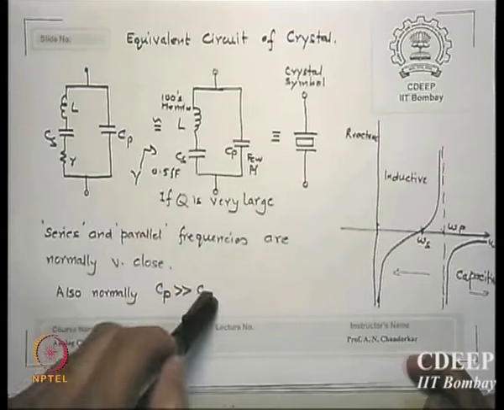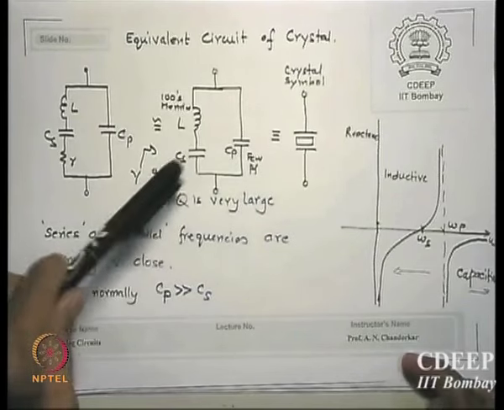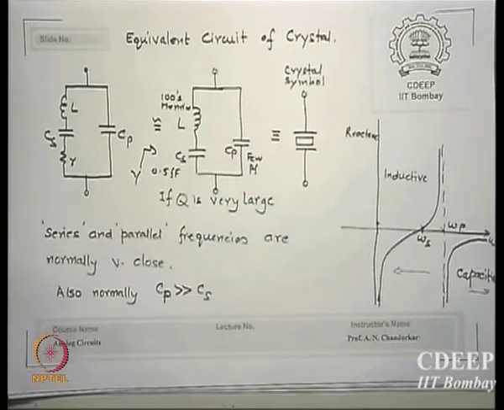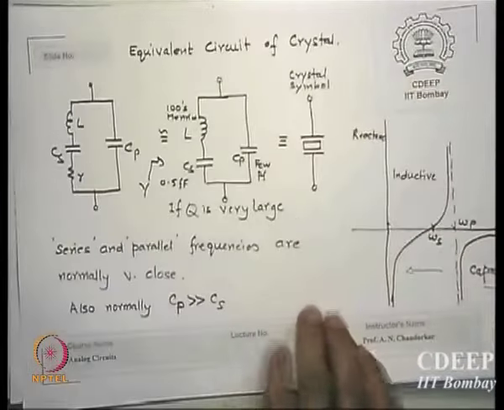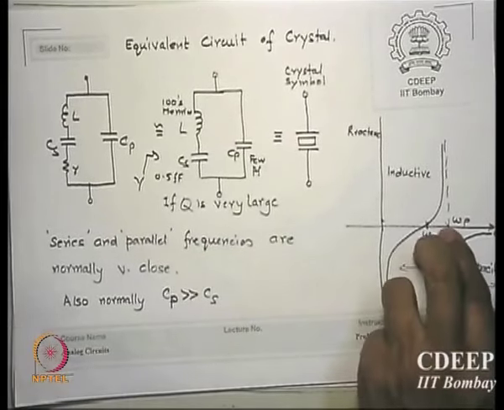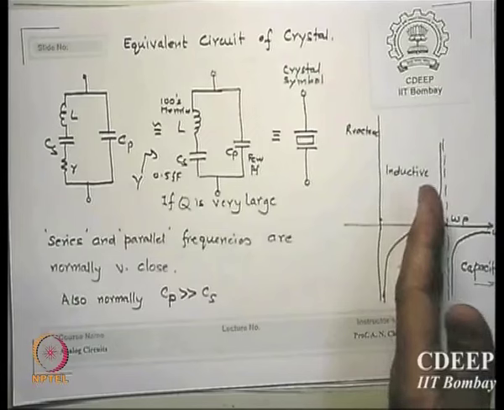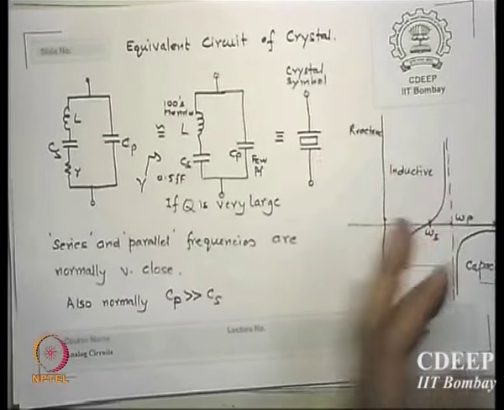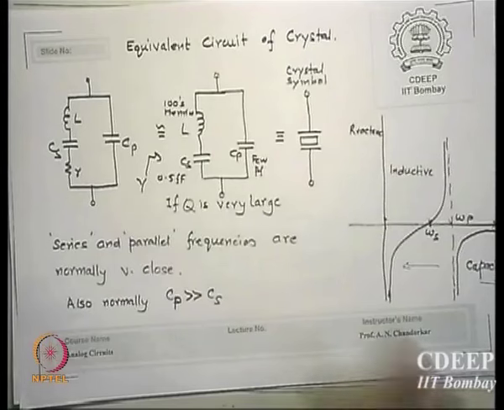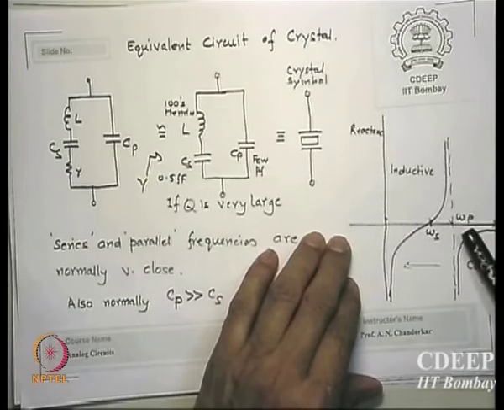Okay. Now, as I say, Cp is very large compared to Cs. What does that essentially mean? If Cp is much larger, then if we take the terms, omega s and omega p stay very close to each other. If they are very close to each other, what does that mean? That means anything less than this frequency, the crystal will act like what? A capacitor. Anything slightly larger than omega s but limited by omega p, what will it act like?